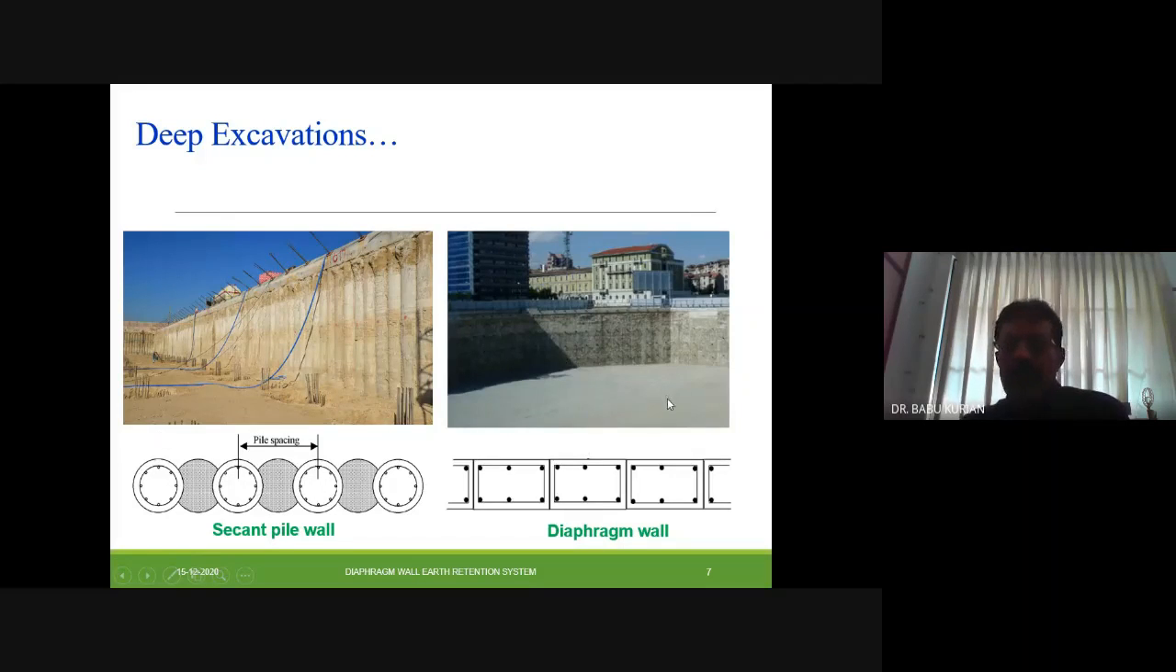Then the fourth one is diaphragm wall. This is a diaphragm wall which is constructed in Ernakulam. This shows the diaphragm wall. It is reinforced concrete panels placed one after another. This is one panel, this is second panel, third panel, like that. It is constructed and joined. This is the joint. This joint is properly made. So this is the diaphragm wall. And these are the earth retention systems.